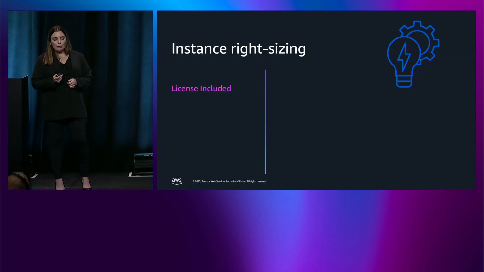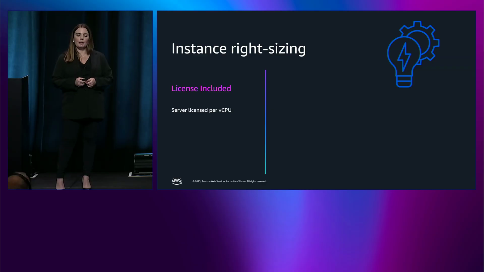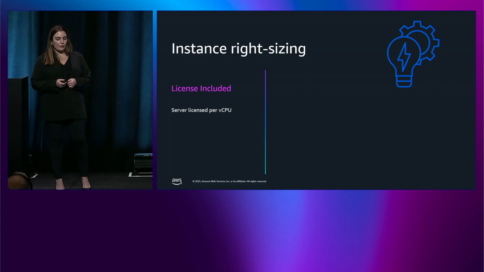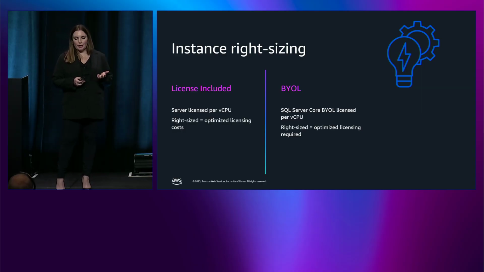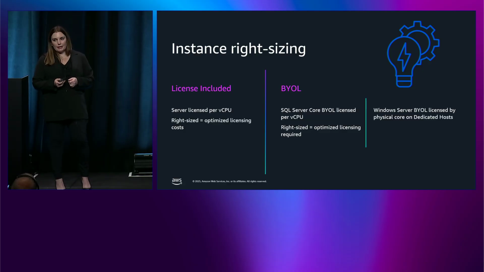All right, instance right sizing. As Valerie mentioned, this is a core component of our OLA offerings. This can benefit license included. Our products are licensed per vCPU for Windows Server and SQL Server. So the more you're right-sized on the instance size, the more your licensing costs will be right-sized as well. For BYOL, this is also beneficial because SQL licensing for BYOL is licensed per vCPU if you're bringing core licenses. And again, right-sizing is going to optimize your licensing that you're bringing over as well.